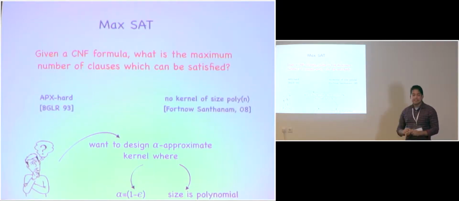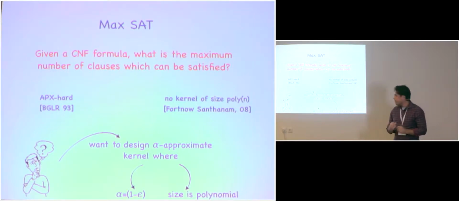All right, so let me give you a quick example of an alpha approximate kernel. Let's look at the very classic MaxSAT problem. In this problem, you're given a CNF formula, and the question is, what is the maximum number of clauses that can be satisfied? So this is an optimization problem. And this problem is APX hard, which means it does not have a polynomial time approximation scheme or a PTAS, which means that you cannot approximate it arbitrarily close to 1. On the other hand, we do not have any kernel of polynomial size, as you might have heard, assuming some complexity theoretic hypothesis.